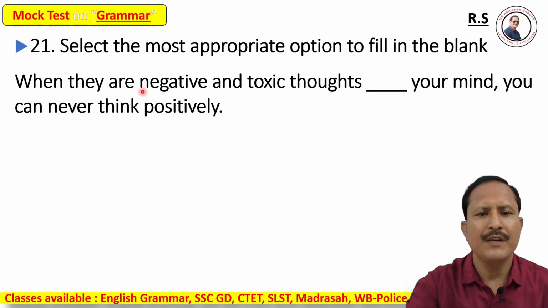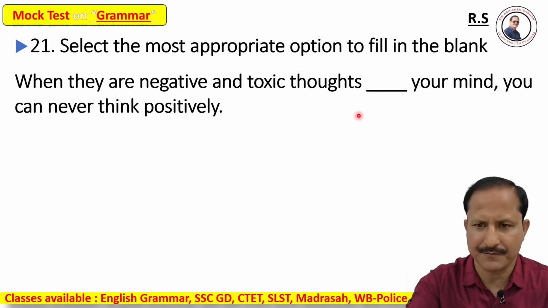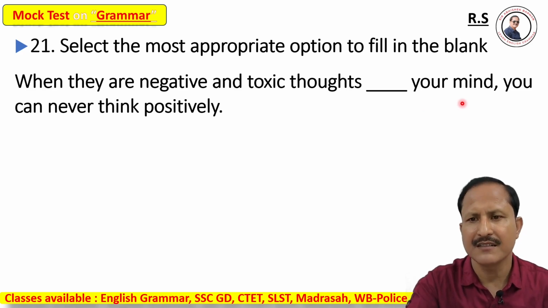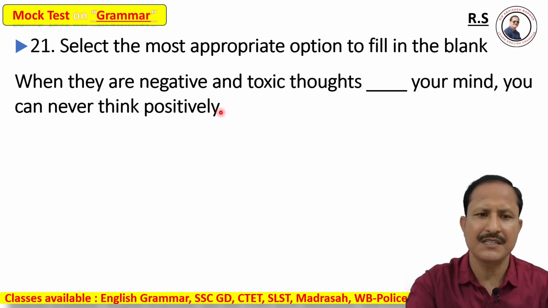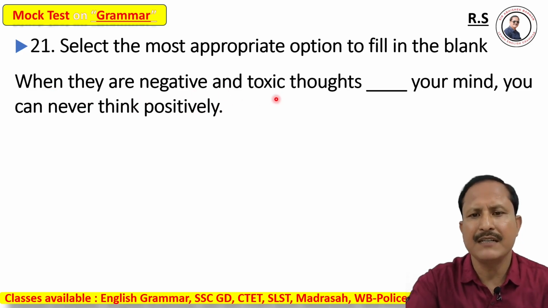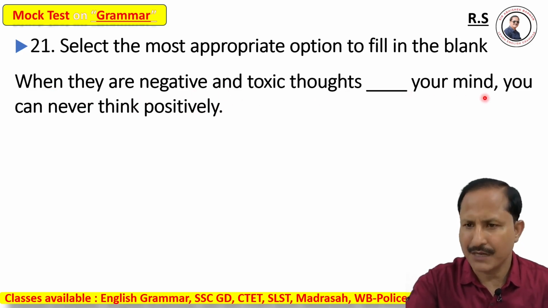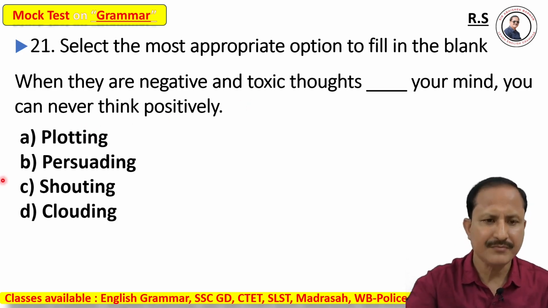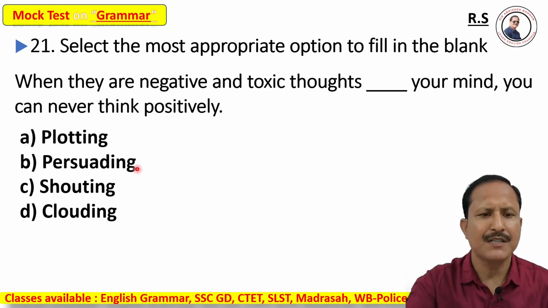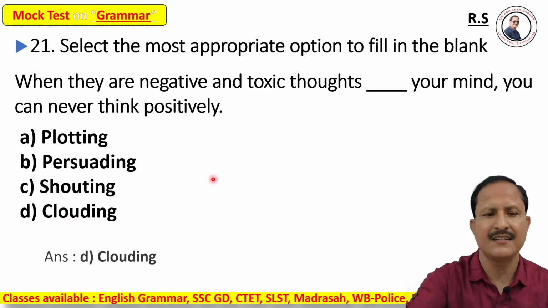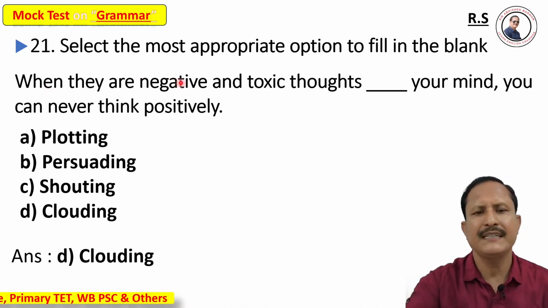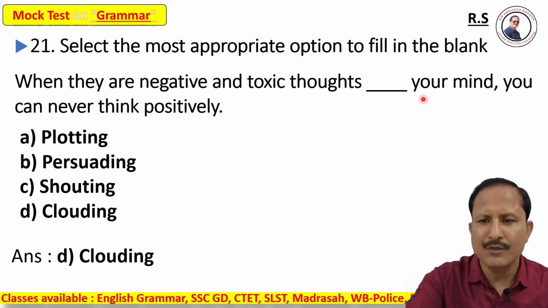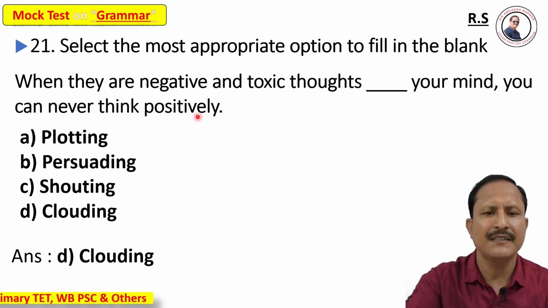Now, the sentence is: when there are negative and toxic thoughts, dash your mind, you can never think positively. Option A, plotting, option B, persuading, option C, shouting, option D, clouding. Here, the correct answer is option D, clouding. Whenever there are negative and toxic thoughts clouding your mind, you can never think positively.